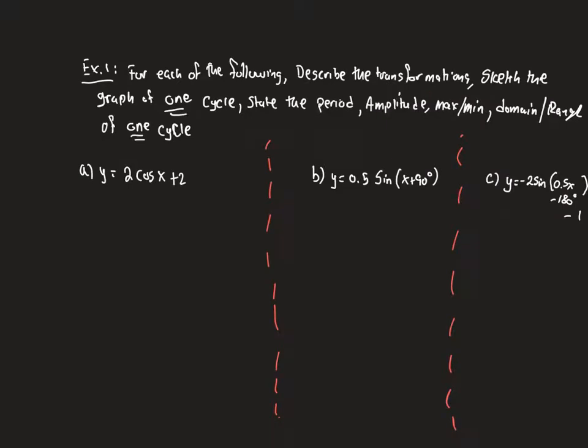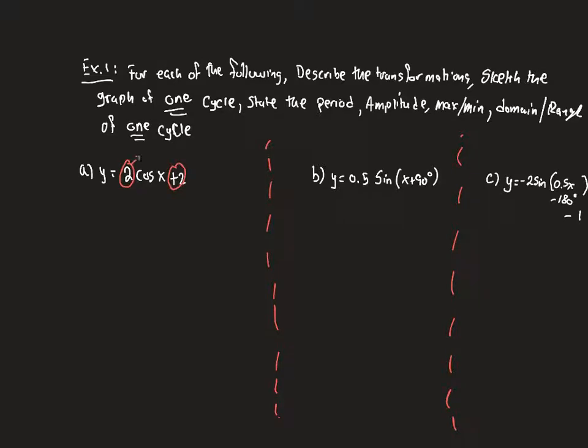Alright, so let's take a look at some examples here. For each of the following, I want you to describe the transformations, sketch the graph of one cycle, state the period, amplitude, max, min, and the range of one cycle. Okay? First and foremost, let's describe what is happening here. In this case, we have a vertical stretch. Let's get in the habit of identifying my important stuff. So that's 1, that's 2, so there are 2 transformations here.